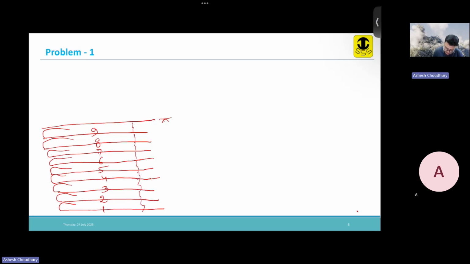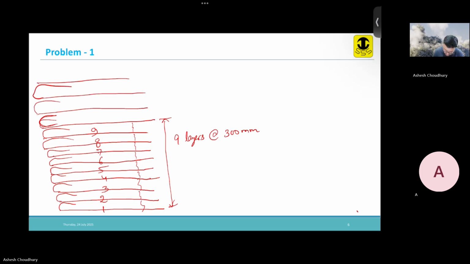So these 9 layers we are putting at 300 mm spacing, meaning 0.3 meter spacing. Then we have 4 layers at 500 mm spacing, so we increase the spacing. 1, 2, 3, 4.